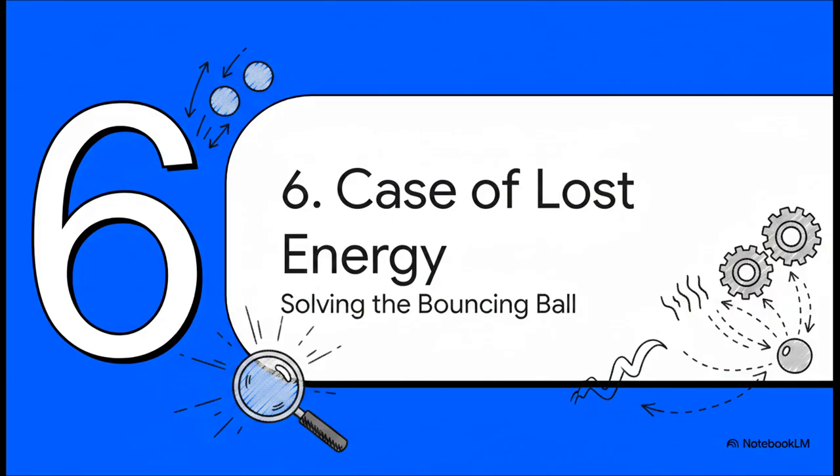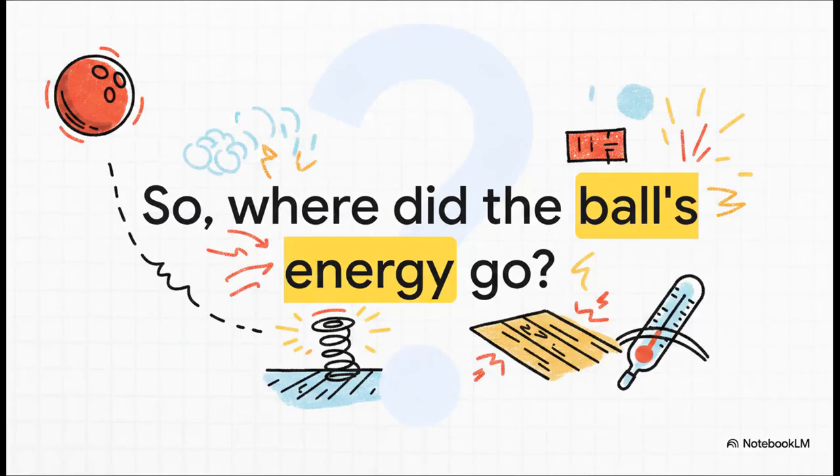And just like that, we're now equipped with everything we need. We know the rules, we know the players, and we know how to track the transformations. It is time to go back and solve the mystery we started with. So what is the deal with our bouncing ball? It starts with a bunch of gravitational potential energy at the top, but by the time it stops bouncing, all that energy seems to have vanished. We know it can't be destroyed, so where is it?